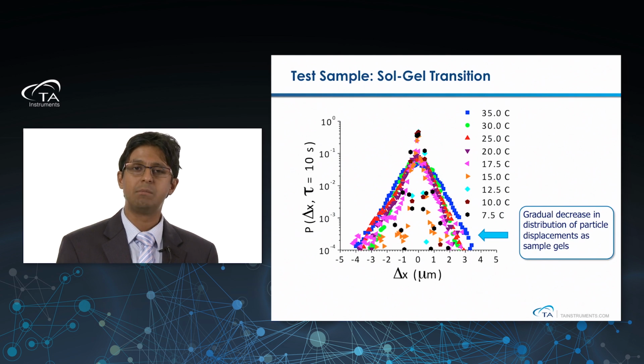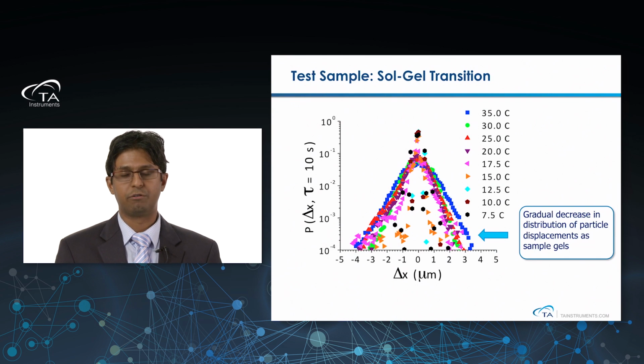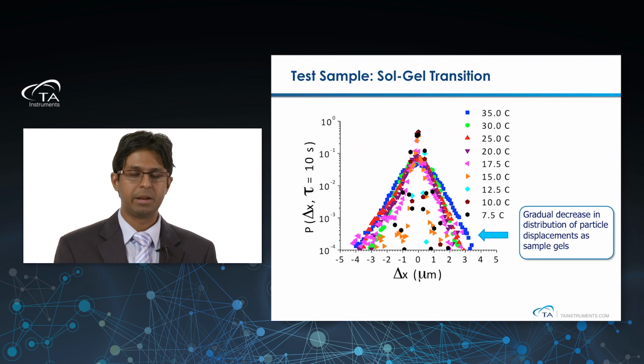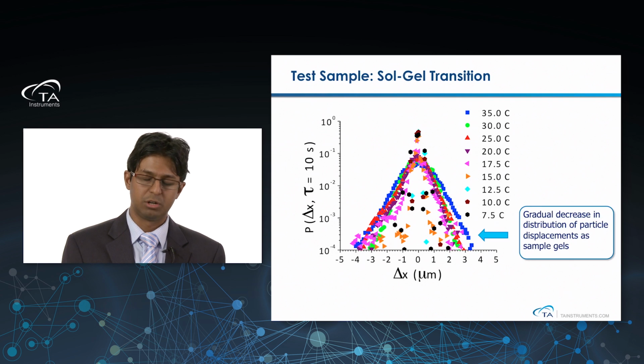At high temperatures, 30 degrees Celsius, we see a pretty broad distribution of particle displacements over a 10-second interval. So particles can move up to about 4 or 5 microns. And then as we gradually reduce the temperature, this distribution starts becoming narrower and narrower, and then below about 17.5 degrees C, particle displacement is more or less restricted to about 1 micron.